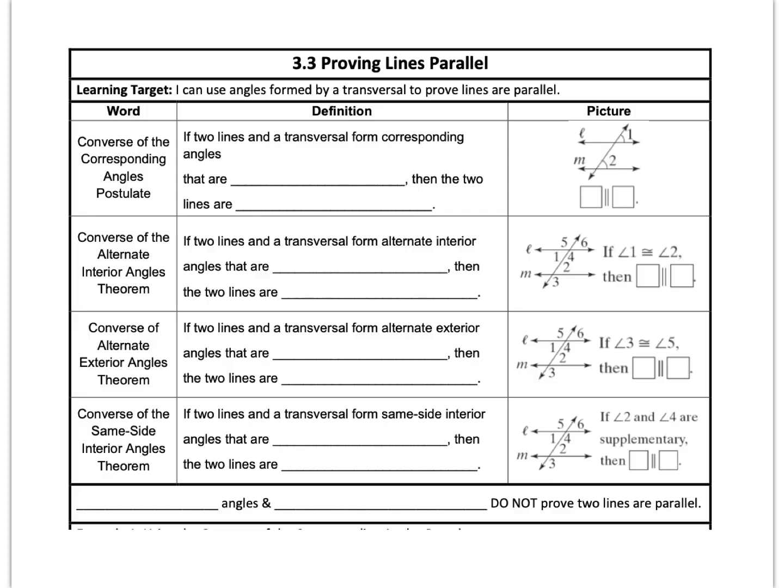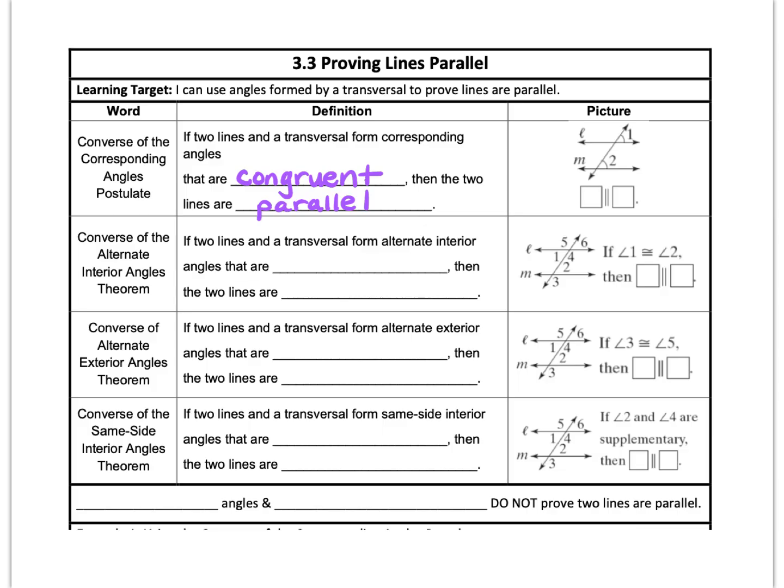The first way that we can prove that two lines are parallel is if two lines and a transversal form corresponding angles that are congruent, then the lines are parallel. This is just the converse of the corresponding angles postulate, because the corresponding angles postulate states that if two parallel lines are cut by a transversal, then corresponding angles are congruent. Here, we're going in the reverse direction and saying if two lines and a transversal form corresponding angles that are congruent, then the two lines must be parallel.